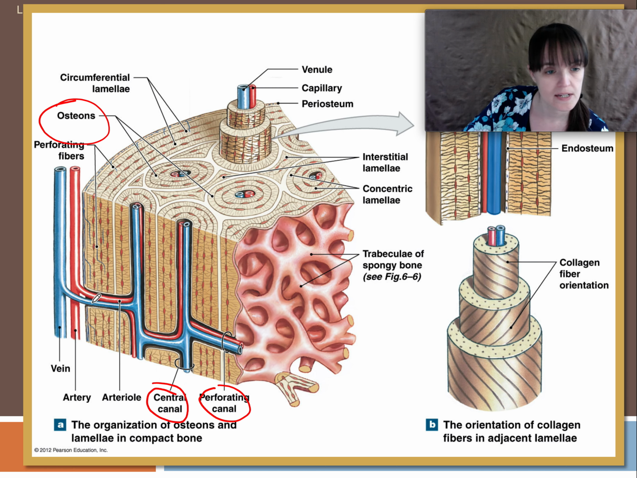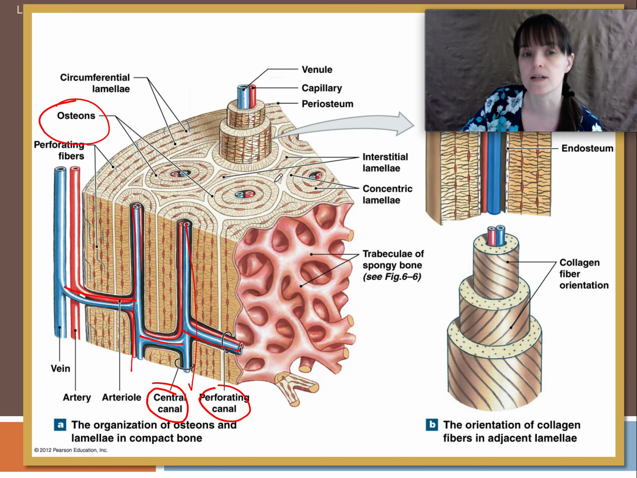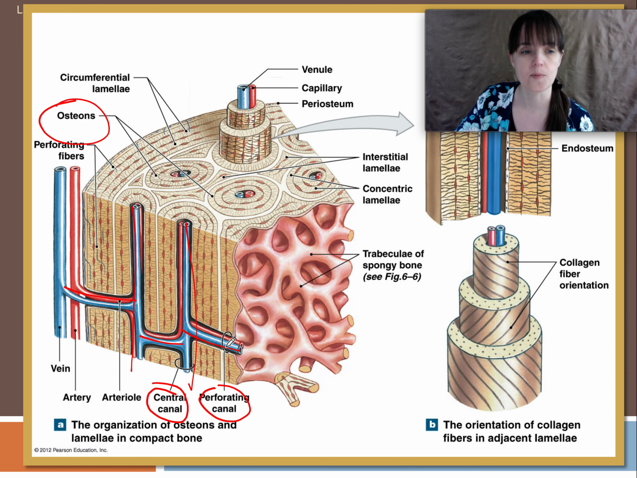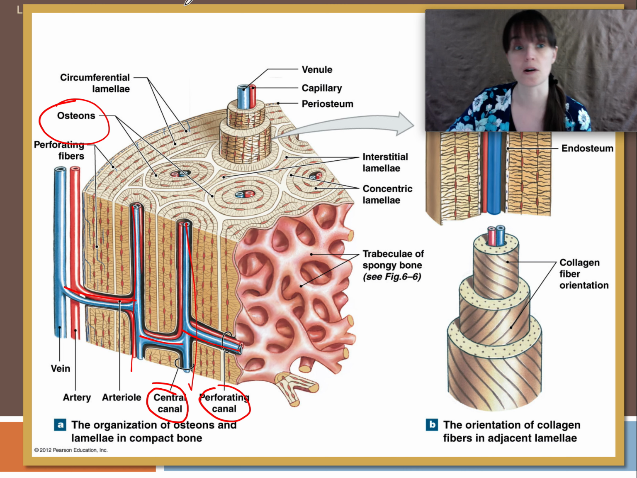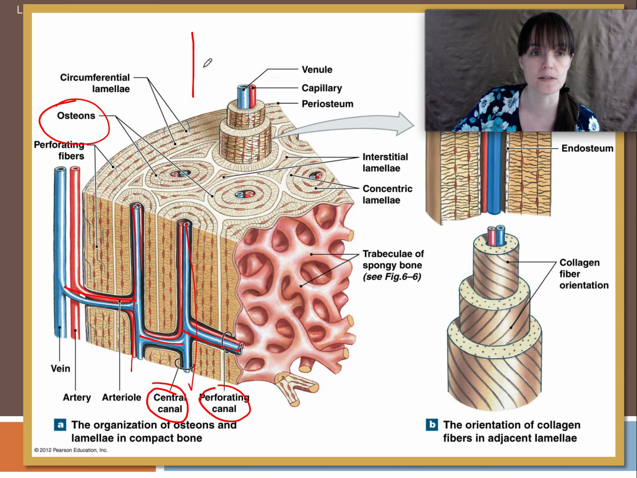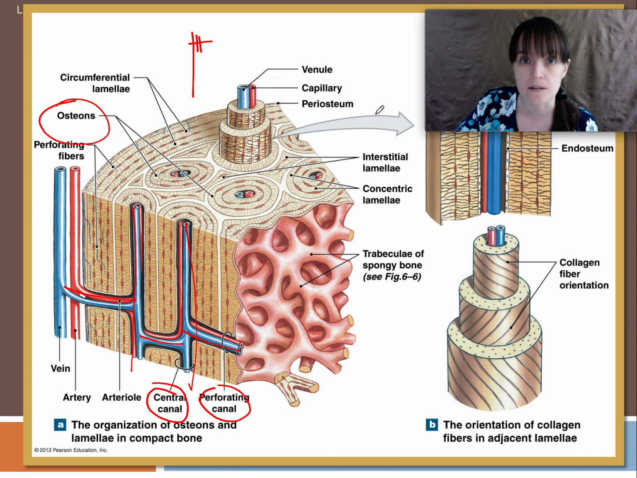So the perforating canals go across, the central canals go up and down through the length of the axis of the bone. The perforating canals are perpendicular to the long axis of the bone. So if here's your bone, then the central canals go this way and the perforating canals go across.